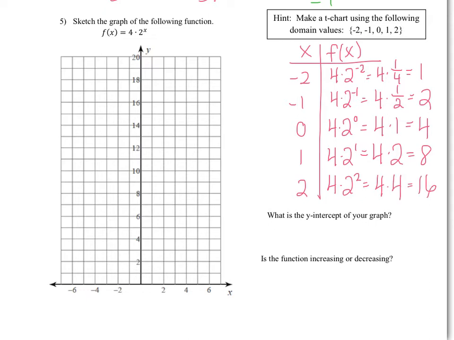So each of these becomes ordered pairs. We've got negative 2, 1, negative 1, 2, 0, 4, 1, 8, and 2, 16. So I'm going to plot these points on my graph. So I've got -2, 1. I've got -1, 2. I have 0, 4. I have 1, 8. And I have 2, 16.